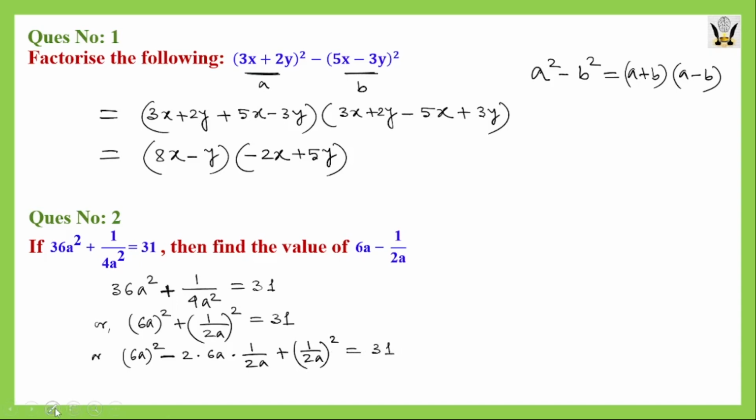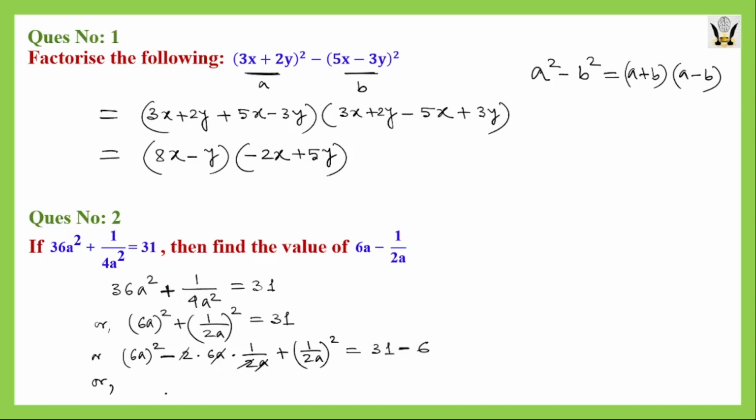And what will be that value? Here 6a square we already had in that expression, and 1 by 2a square that we had, and what we have added or subtracted on the left side of that equation is this value. Here a and a will cancel each other, and 2 and 2 will cancel each other. Basically we have added minus 6 on the left side, so the same value we need to add on the right side also, that is minus 6.